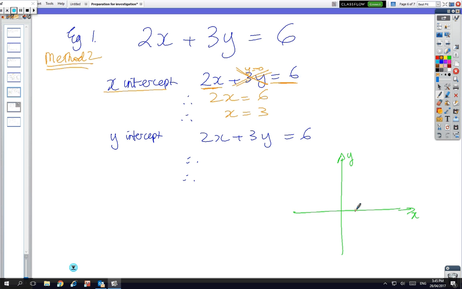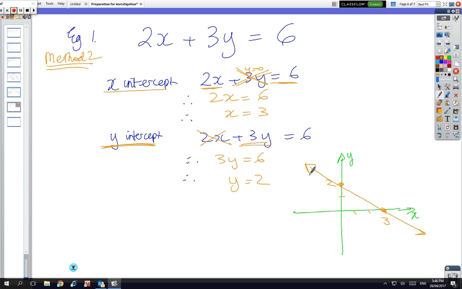So that means that the x-intercept is going to be 3. For the y-intercept, we have a y answer, but the x value disappears. So we've got 3y equals 6, and divide by 3, y equals 2, and that's that value. And then we just join them up, and that's our straight line.